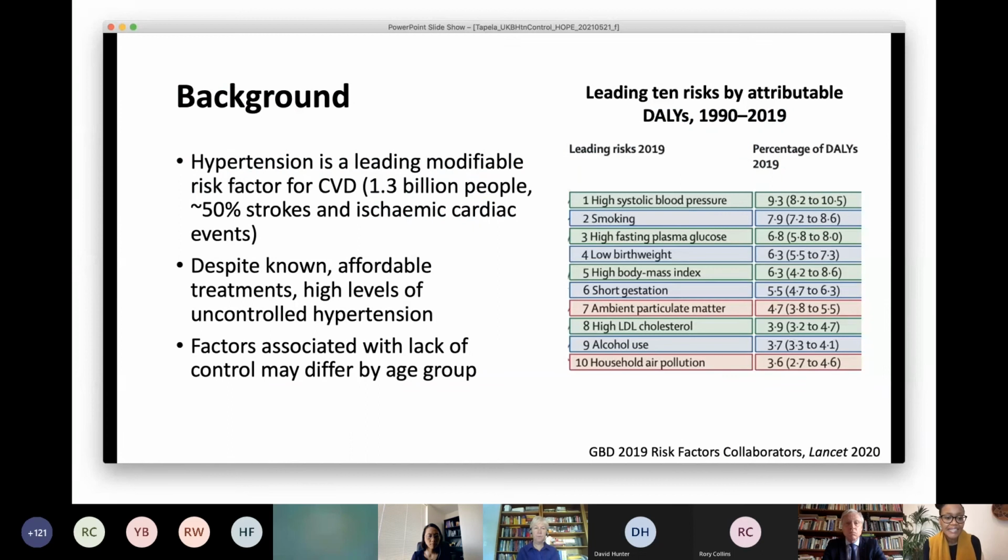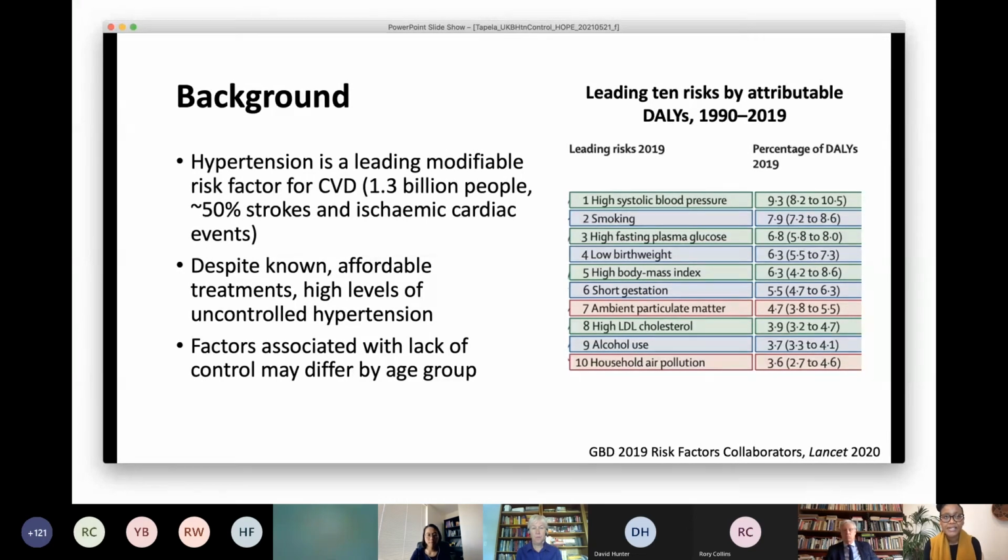So as has already been highlighted, hypertension is a leading modifiable risk factor for cardiovascular diseases. It affects 1.3 billion people worldwide currently, and as has been mentioned, accounts for about half of strokes and ischemic heart disease. Despite studies such as SPRINT demonstrating the benefit of lowering blood pressure, and despite the availability of effective, affordable medications, some of which have been around since the 1950s, a very high proportion of people with hypertension or with raised blood pressure have suboptimal levels of blood pressure.